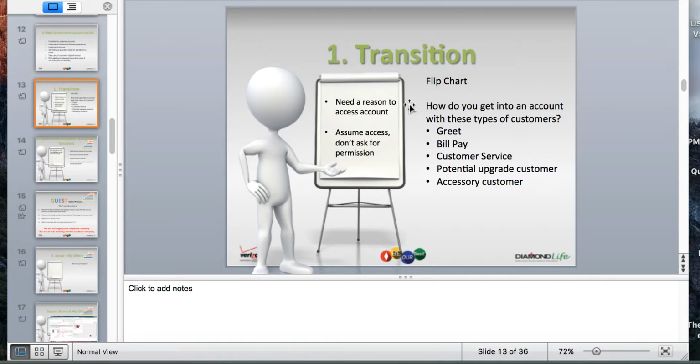Okay. Now, the homework should give you some examples between greets, bill pays, but if you need more time, you can talk about these different ones of how you can assume and not ask permission and what those transitions should say. This is also a time where you can bring up the homework and have the competition to see who has the best transitions from the homework.